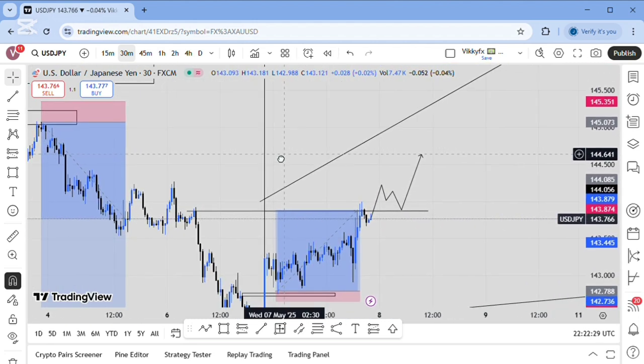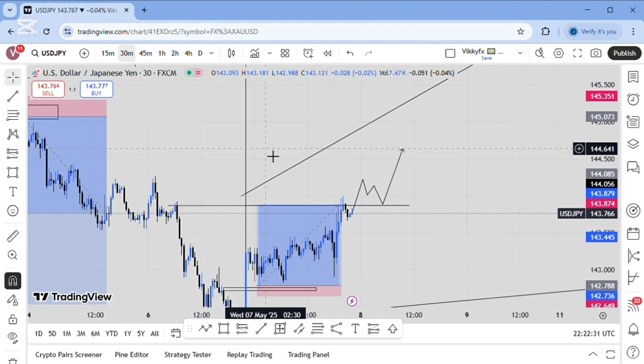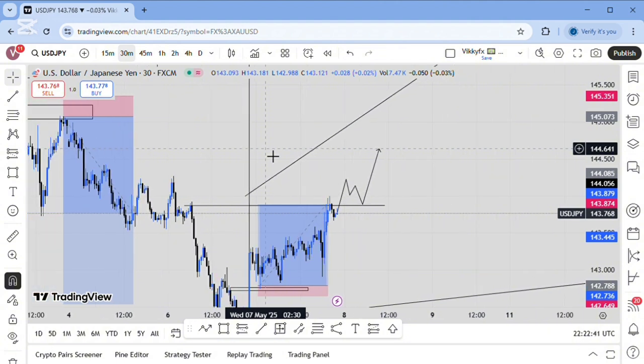You understand? So once you understand top down analysis very well, you will hardly be taking losses in the market, because now you understand the next buyers or the next movement of the market.